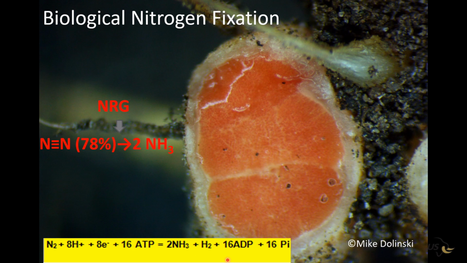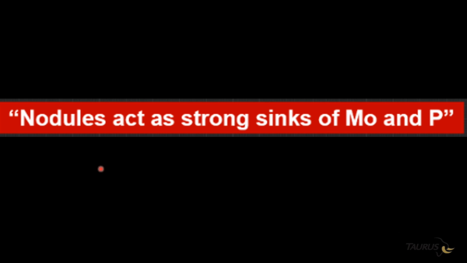And here's the process, and it takes a whole lot of ATP, and I'll cover that a little more in detail in a sec. So it takes a lot of energy to break one of those molecules. Now, nodules act as a strong sink for moly and phosphorus. And it's such a strong sink for phosphorus that it will push the phosphorus into the nodule if it's short at the expense of the shoot.